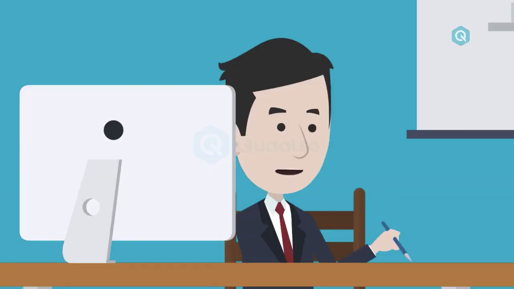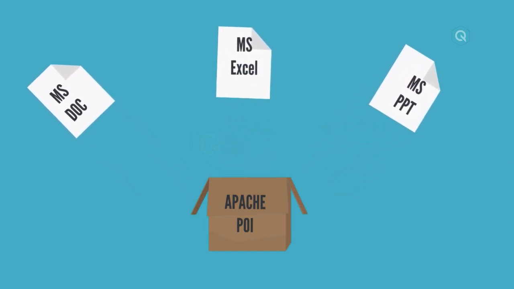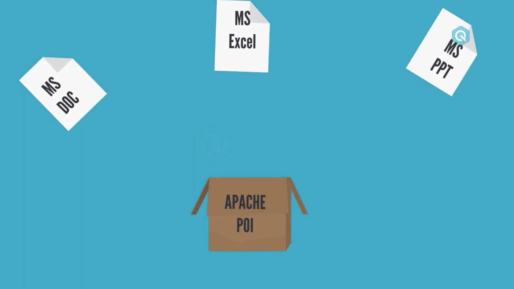No, it's not entirely correct. Let me explain it more clearly. POI is a package which provides different jar files to read different MS Office documents like MS Word and PowerPoint. But in this course, we will learn how to read and write Excel files only.